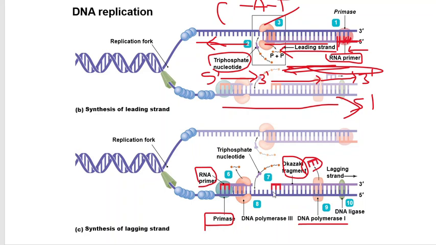But every time this one starts, it has to have an RNA primer. So he's got one there, he had one right there, he's got one right there. When he gets down here, he's going to need an RNA primer as well. So DNA polymerase 3 is going to join the DNA segments. DNA polymerase 1 is going to replace the RNA primer with DNA.